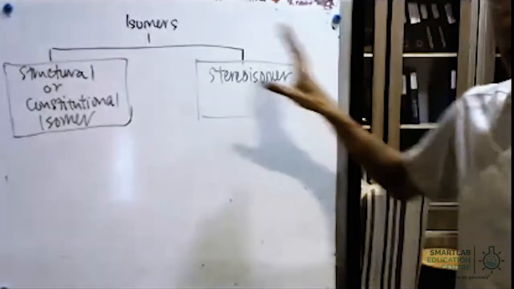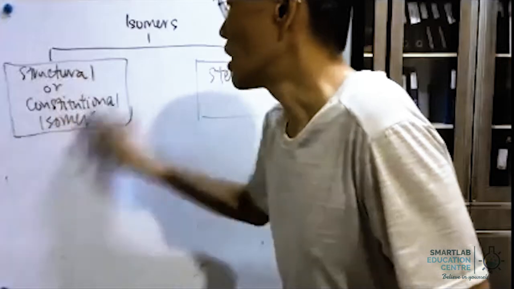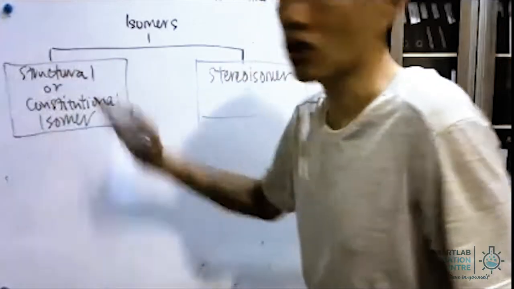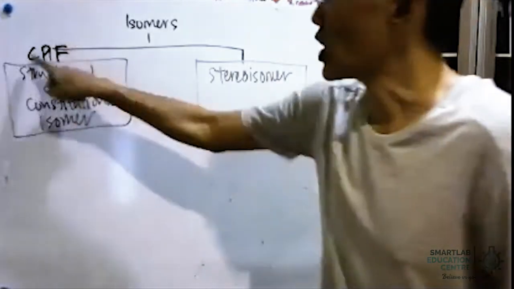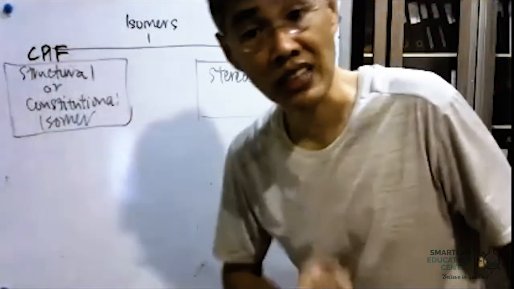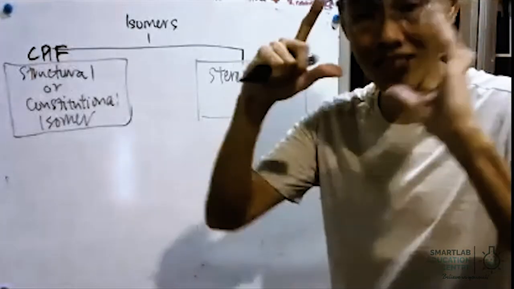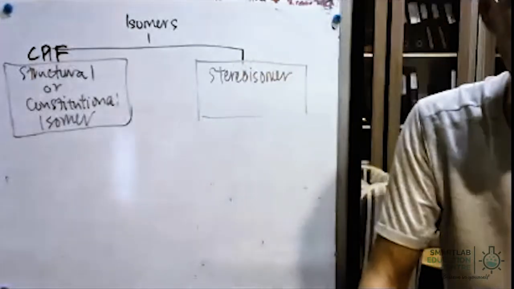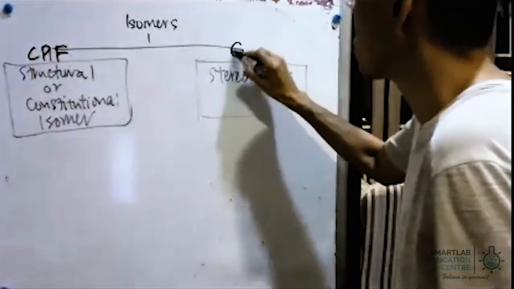Now we go to stereoisomers. As explained, your structural or constitutional isomers, which we just ran through, are your CPF: chain, positional, and functional group isomers. Now we'll be going through stereoisomers. Stereoisomers means they have the same structural formula, same molecular formula, but cannot be superimposed. That one will be GO.